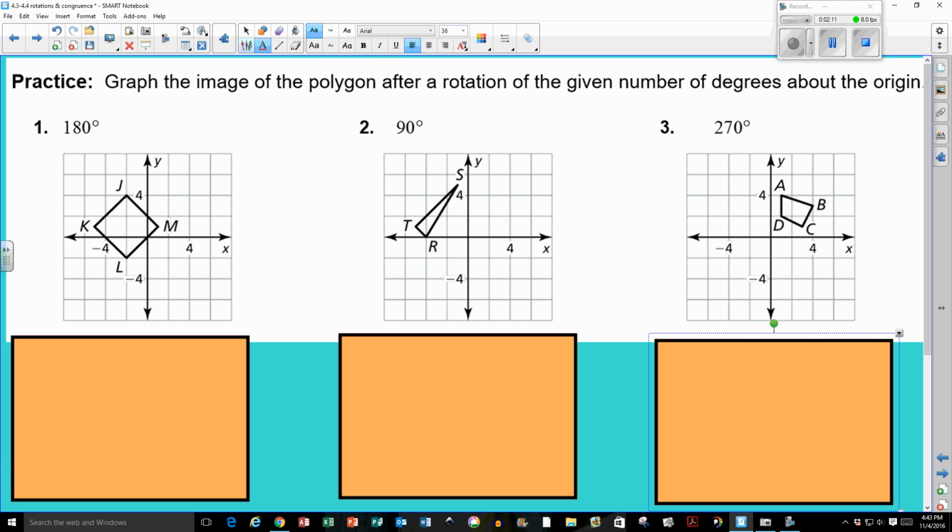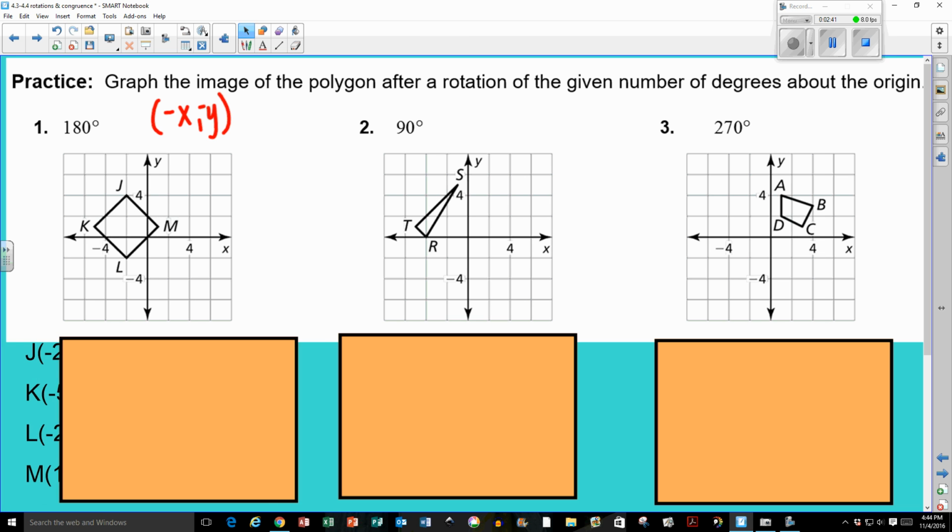So we have J, K, L, M. Those are our points. We're going to rotate 180 degrees. Well, remember to rotate 180 degrees, actually, I'm going to use X and Y. I like X and Y better. That just means that the points will stay in their respective places. They just become opposites of what they already were.